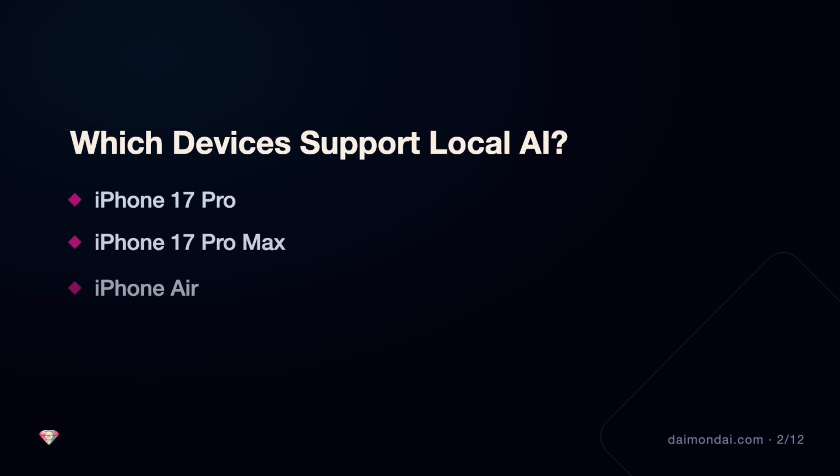As of Daimond version 1.6, that's the complete list. If your device isn't on it, nothing is taken away. You still get full access to OpenAI, Anthropic, Google, and Groq through your own API keys, exactly as before. Local AI is an additional option on newer hardware, not a requirement to use Daimond at all.